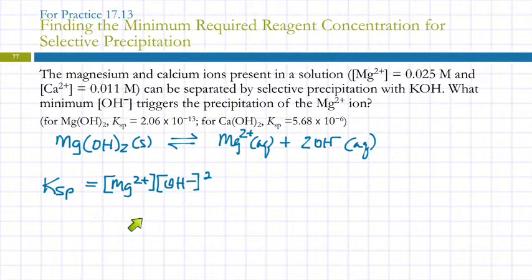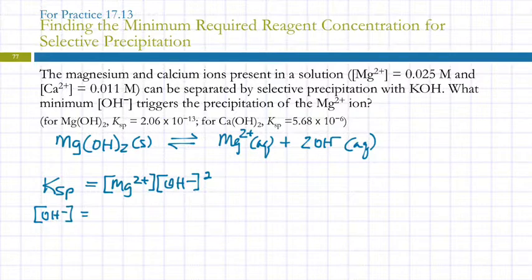Well, these are going to be the equilibrium concentrations, right? So we know that the magnesium ion concentration is 0.025 molar, and we know what KSP is. So we could calculate the hydroxide ion concentration at equilibrium, right? And if we went above that, it would precipitate. Does that make sense? So let's calculate the equilibrium concentration of hydroxide ion.